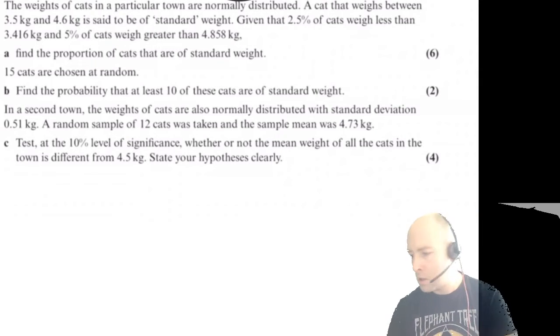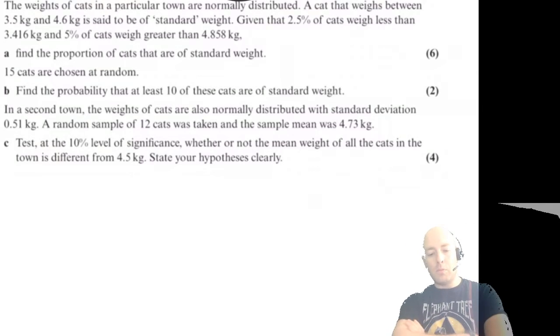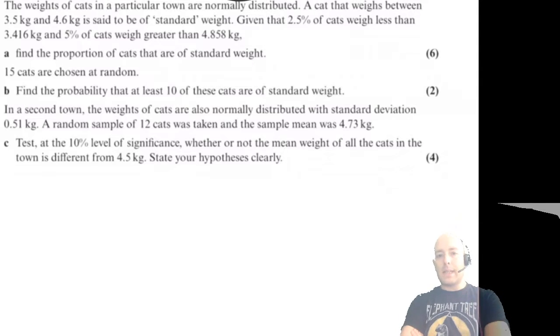Basically, to give you an overview, the first part was using Z to find mu and sigma, and then using that mu and sigma to do a cumulative normal question to find the probability between two values. So there's quite a lot in that. That's why it's worth 6 marks. Part 2 was a binomial distribution question, pretty standard. And then part 4 was a normal hypothesis test for the sample means.